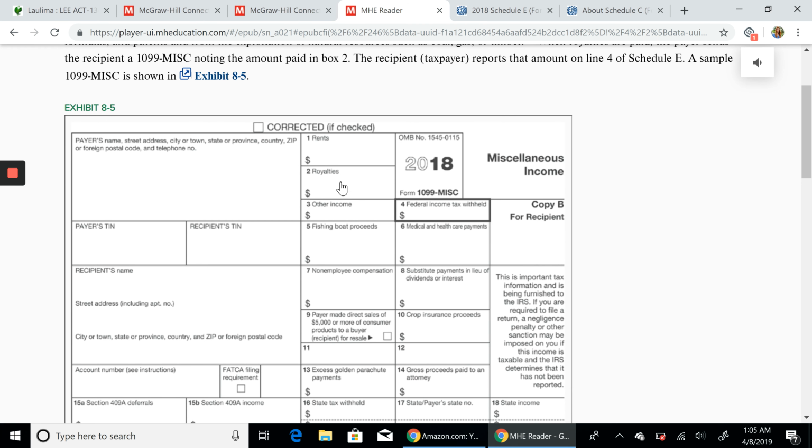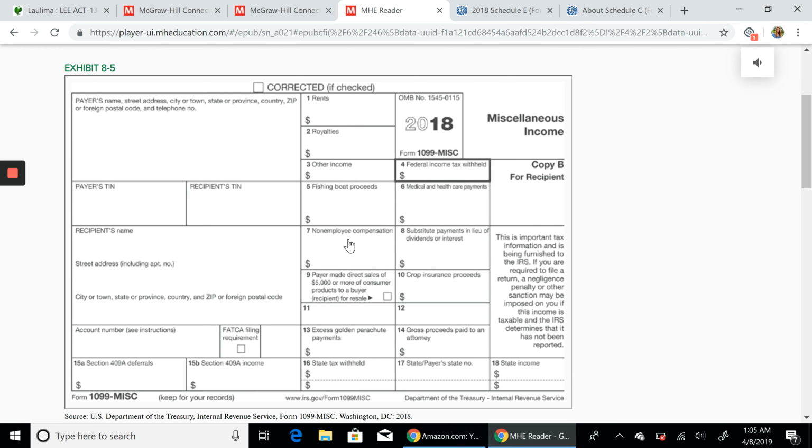So here you can see royalties in box 2 of this 1099 Miscellaneous. Non-employee compensation goes in box 7. This is the one a lot of people get paid as an independent contractor these days. This is the form they receive.